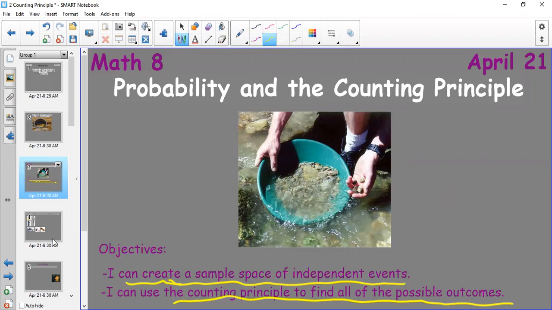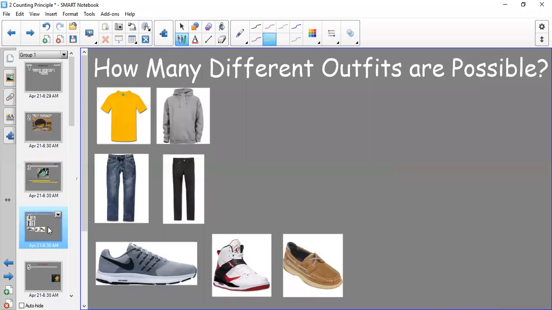Okay, so in class, I threw this out as a challenge: how many different outfits are possible if I have to choose between a yellow shirt and a hoodie, blue pants and black pants, and then I had these three different shoes to choose from. So how many different possible combinations of outfits are possible? Pause here if you'd like to try this on your own.